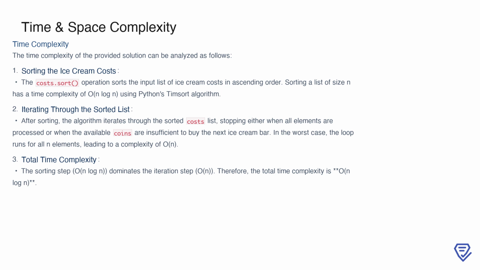After sorting, the algorithm iterates through the sorted list to determine how many ice cream bars can be purchased with the available coins. In the worst-case scenario, this loop processes all n elements, contributing an O(n) complexity. However, when we combine these steps, the sorting operation dominates because O(n log n) grows faster than O(n). As a result, the total time complexity of the solution is O(n log n).